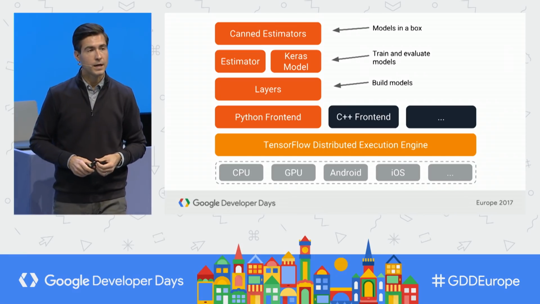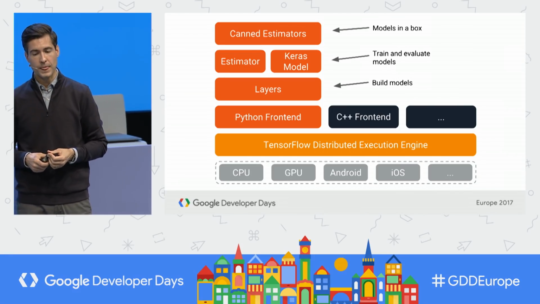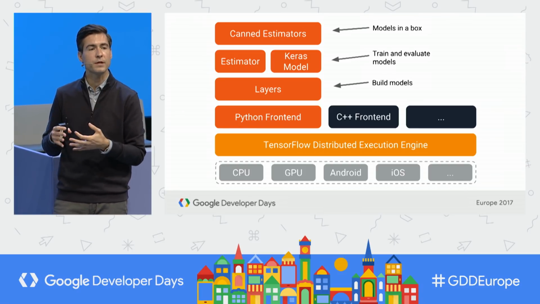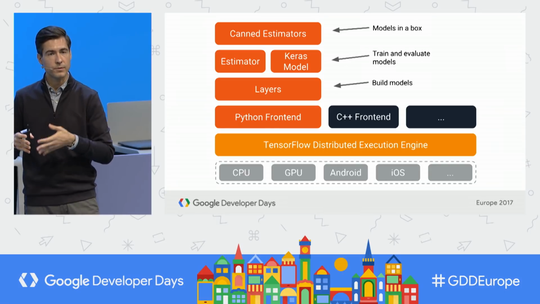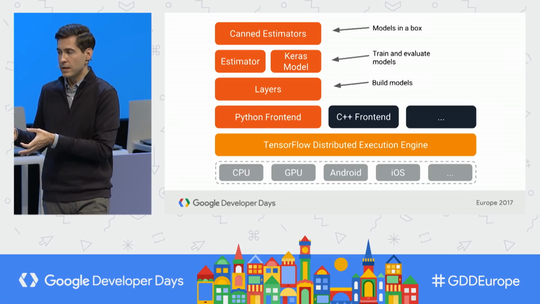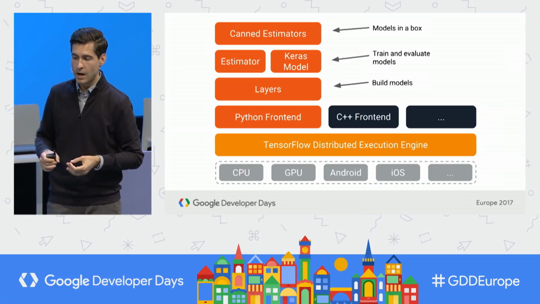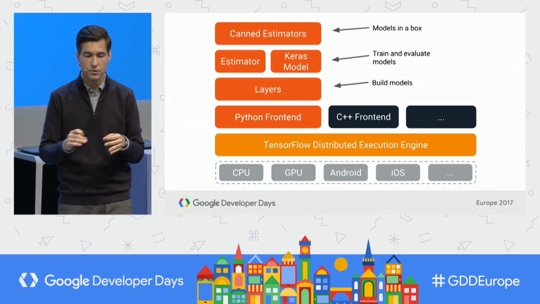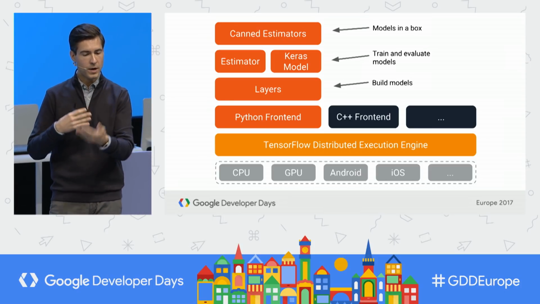First of all, it's gotten a lot easier to use. So I mentioned TensorFlow has always been extremely flexible with the goal of being able to solve any sort of problem that you throw at it. But it wasn't always the easiest to use necessarily. It has the distributed execution engine at the bottom there, which is what actually executes the graph of operations and distributes them among the processors and machines. That has pretty much stayed the same.